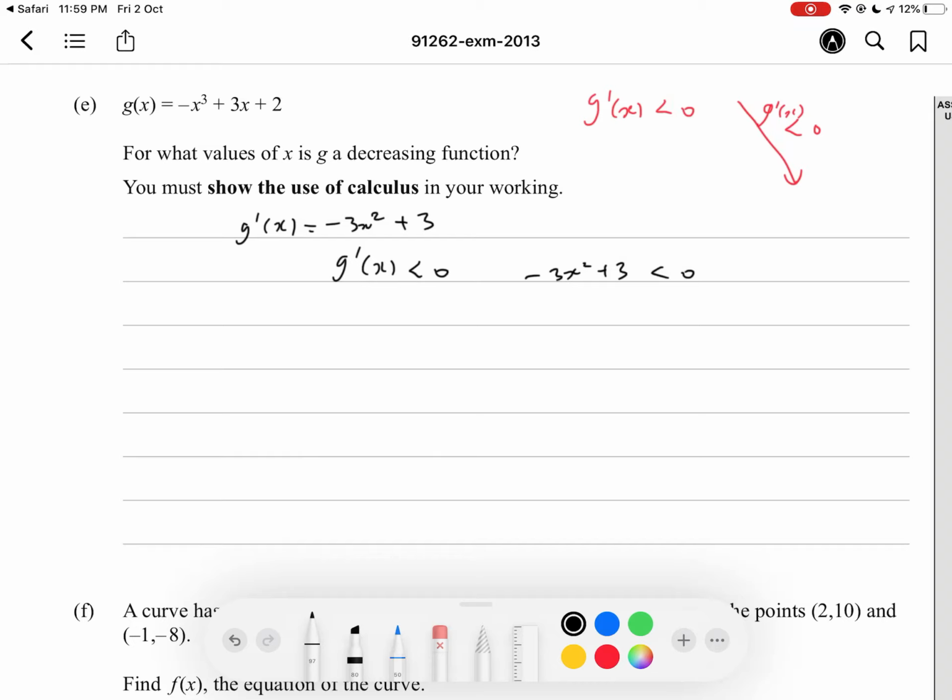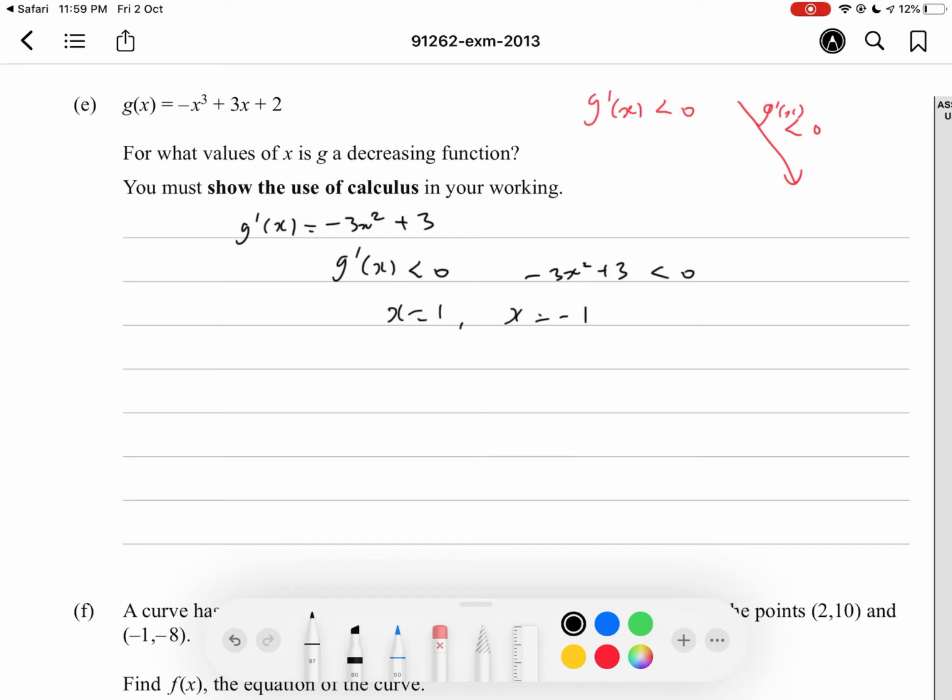Alright, if we solve for the x points of this equation, if we solve negative 3x squared plus 3 equals 0, we'll find the points where the gradient function is 0. We'll do that first. So we have negative 3, 0, 3. So we should find x equals 1 or x equals negative 1.